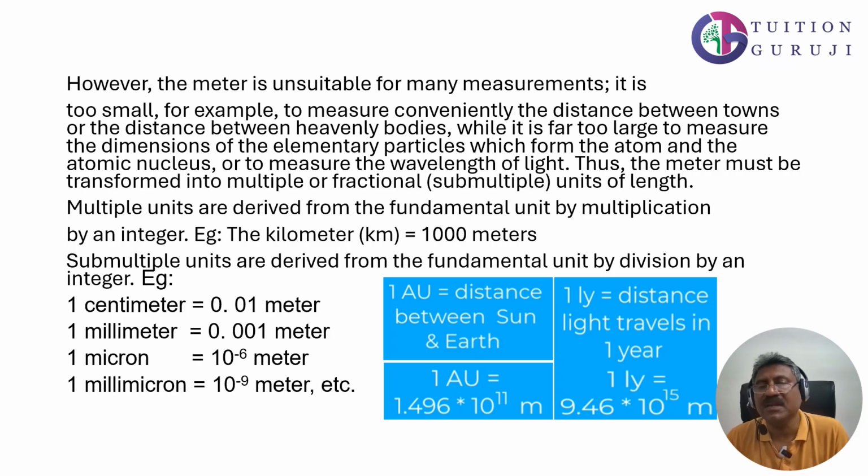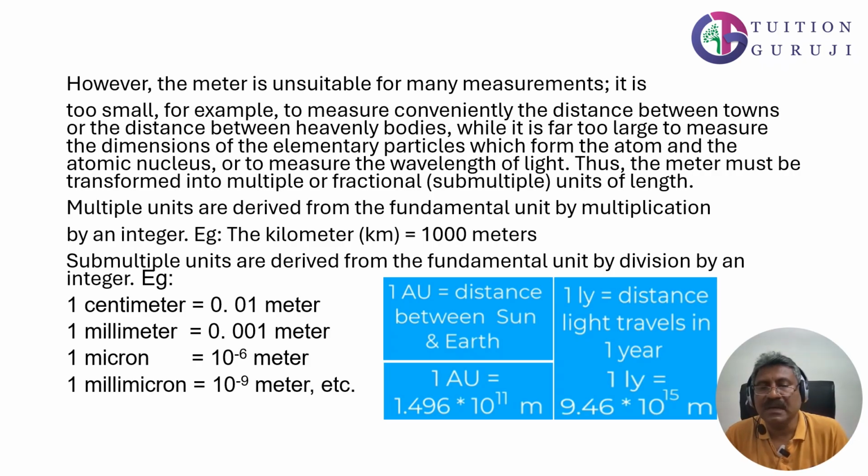Multiple units are derived from fundamental units by multiplication by an integer, just like kilometer. You multiply meter by 1000, you will get a kilometer. Submultiple units or fractional units are derived from the fundamental unit by division by an integer. 1 centimeter is equal to 1/100th of a meter, 0.01 meter. 1 millimeter is equal to 1/1000th of a meter, that is 0.001 meter. 1 micron is equal to 10 raised to -6 meters or 1 millionth of a meter, and 1 millimicron or nanometer is equal to 10 raised to -9 meter.